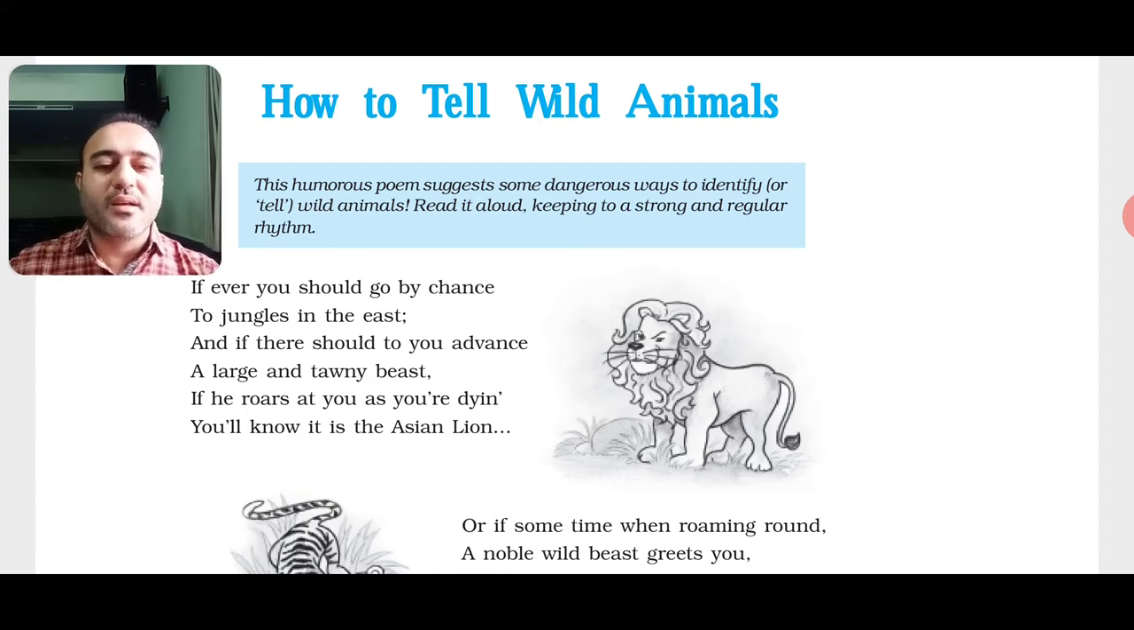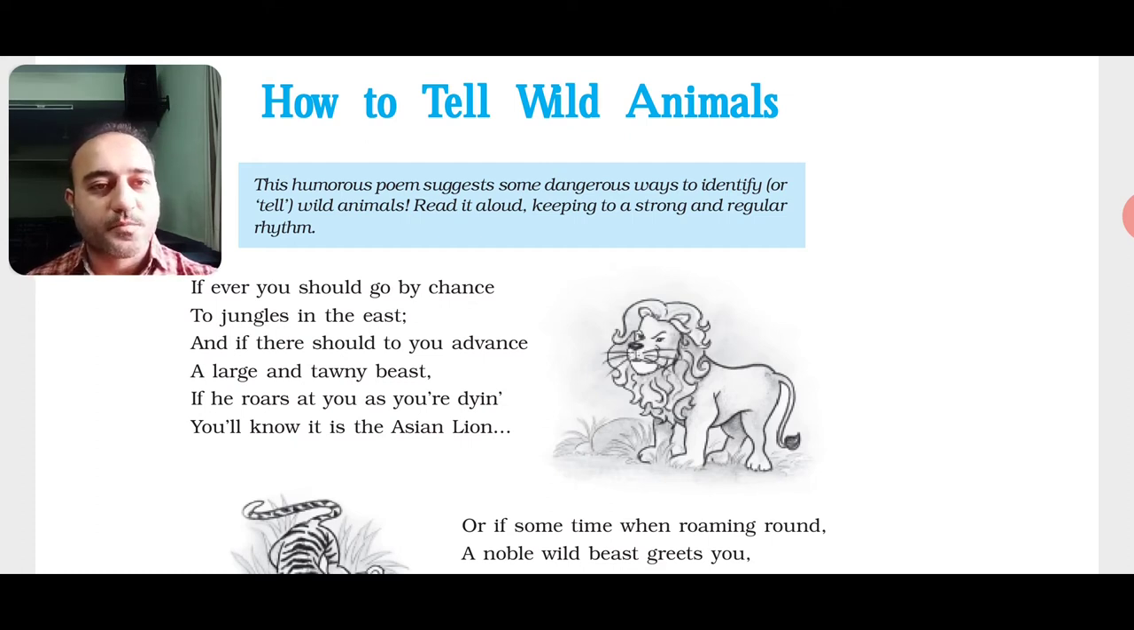So here the poet is telling the readers how we can recognize the animals, that we have already explained. So in the first stanza, she says that if the reader comes across an animal whose skin is yellowish brown in color, and if it roars so loudly that the person who hears that roar can die out of fear, it means that he or she has encountered the Asiatic lion, right? So she tries to explain this with humor.